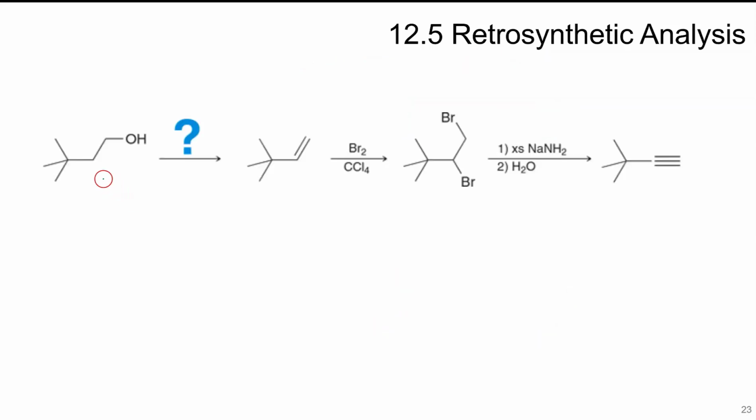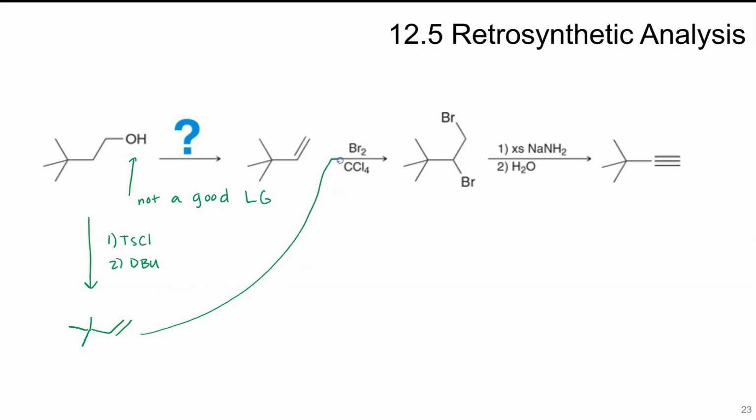So now we're dealing with the alcohol. What reagent can we use to get to the alkene? Once we have the alkene, we can use something like bromine to get to the dibromide. We use excess NaNH2 with the alkyne here. So this is not a good leaving group. What we can do is make it a better leaving group by using tosyl chloride and then using your favorite base, DBU, DBN, or NaH. NaNH2 works.